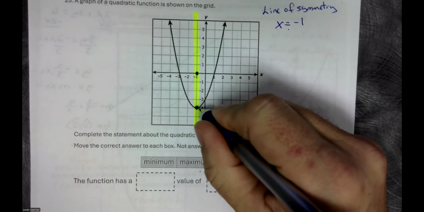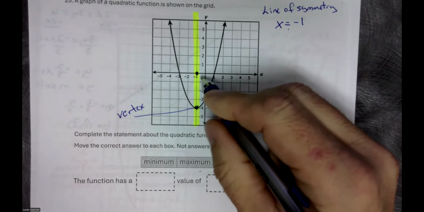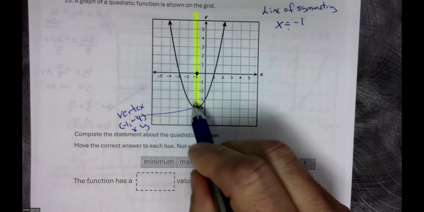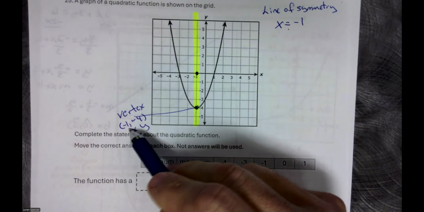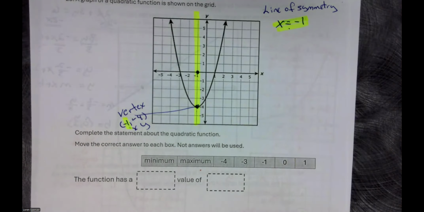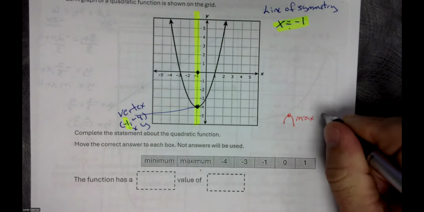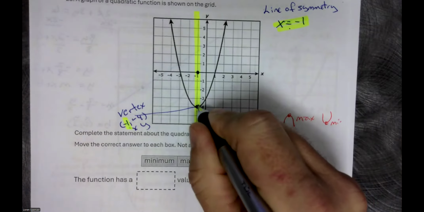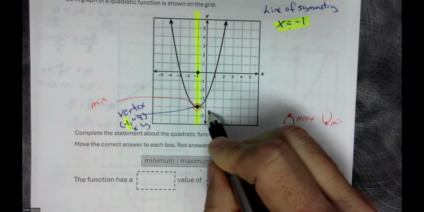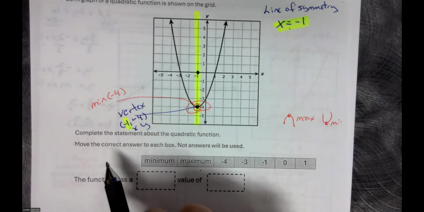Then we have this point right here. This point right here is known as the vertex. And in this case, our vertex is at -1, comma, -4. Remember, x comes before y. So -1, comma -4. And notice this and this actually match. Those match. Now, if we have a graph shaped like this, it's a max. If the graph is shaped like this, it's a min. In this case, this is the lowest point, so it's a minimum. And the minimum is talking about the y value, so our minimum value is -4.